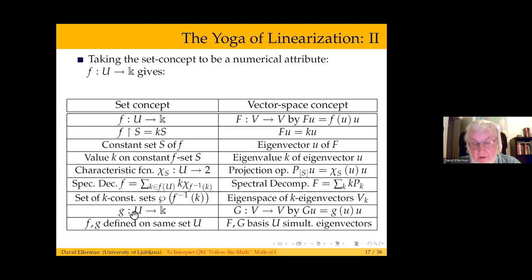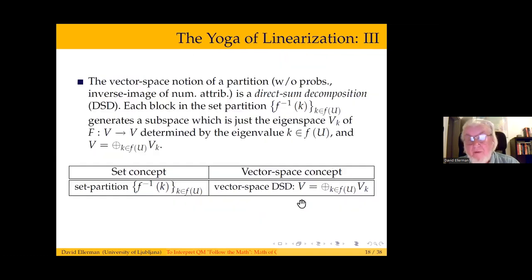And if you have another function on U into K, you can define, just the way you did up here, another linear operator, and then the idea that F and G are defined on the same set U turns out to mean that F and G have U as simultaneous eigenvectors. As you see the way they're defined, the u's are all eigenvectors, so they have a basis of simultaneous eigenvectors, and we'll see that's a very important notion to remember.